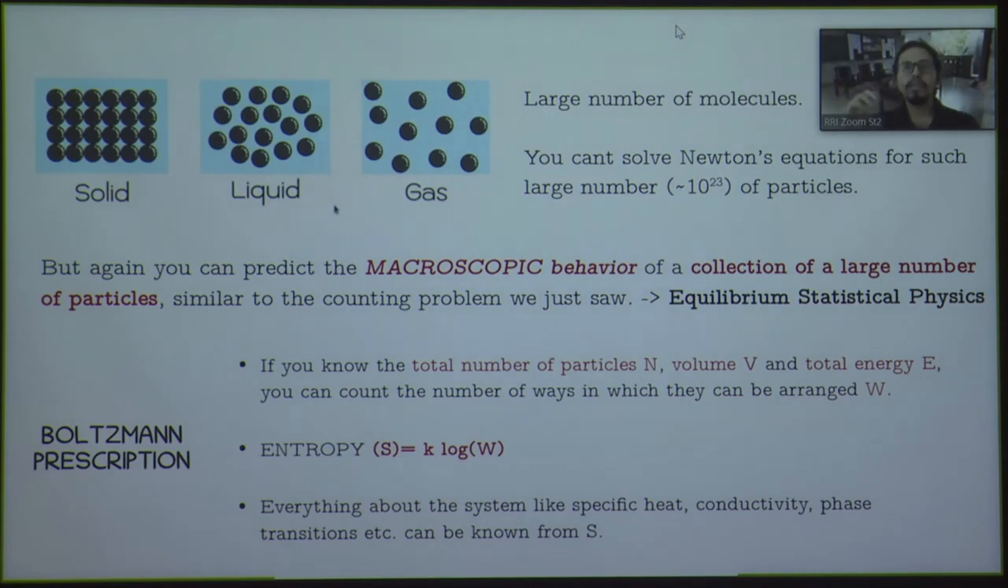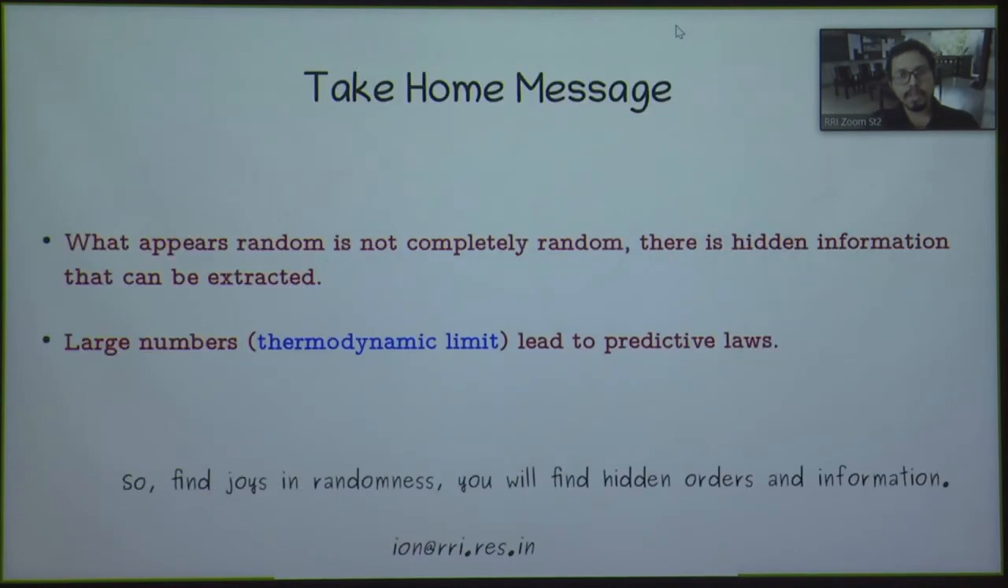Then you can define a function which is called entropy. I think you must have heard this in sci-fi movies and so on. Entropy you define as k log of omega, W. And when you have this S, you can calculate specific heat, conductivity, predict phase transitions, and everything from it by taking derivatives or integral relations. This is called the Boltzmann prescription, and that's all for my talk.